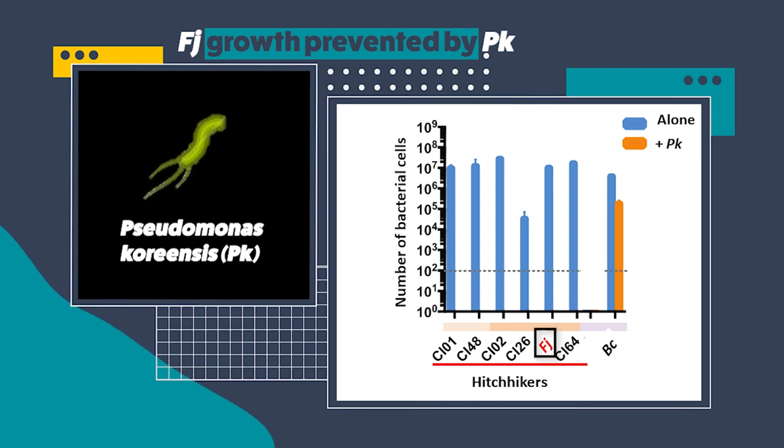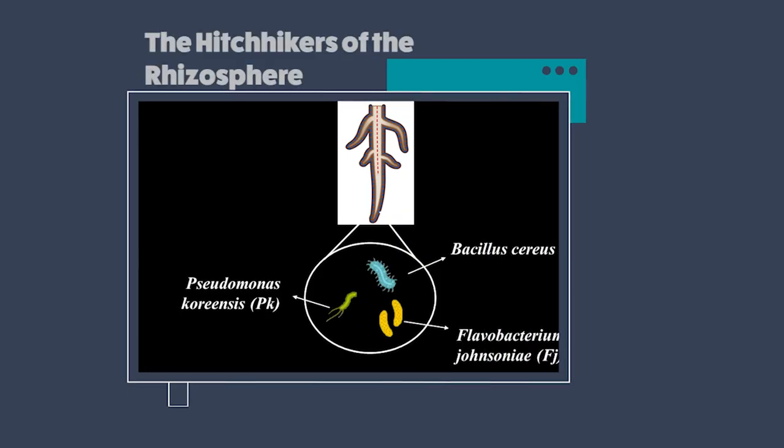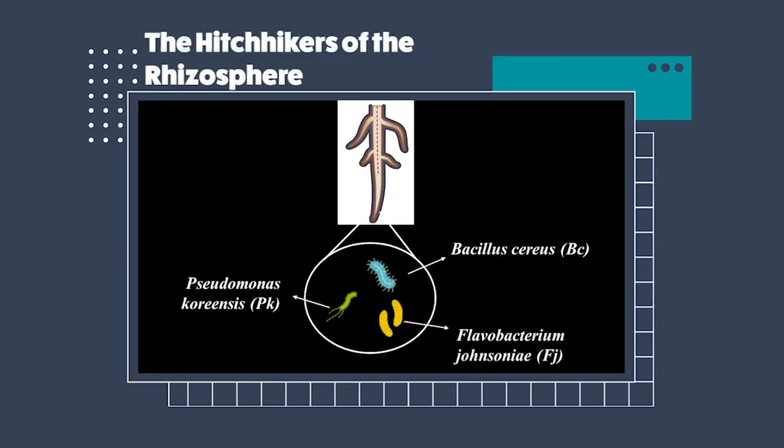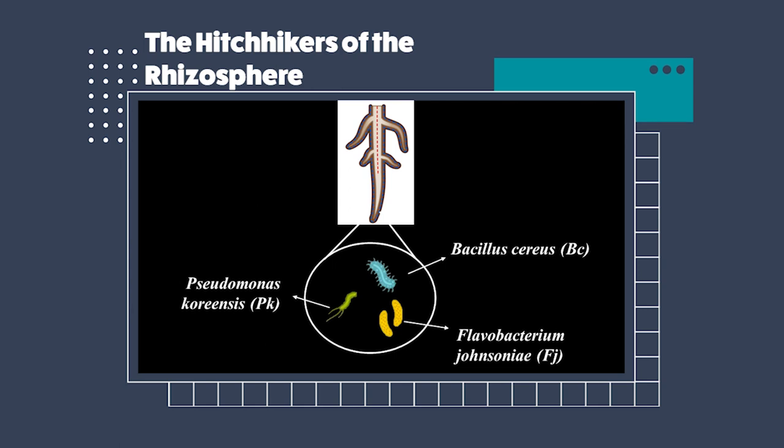The blue bars are showing the amount of growth that you get with these isolates when they're in isolation. And the orange bars are showing the amount of growth that you get when you add PK. And you'll see that there aren't any orange bars, except in the case of BC, because PK actually kills all of FJ and its closely related co-isolates. So it was clear to us that these three species were interacting in nature and interacting in interesting ways that you wouldn't expect if they were just strangers in the night passing each other.